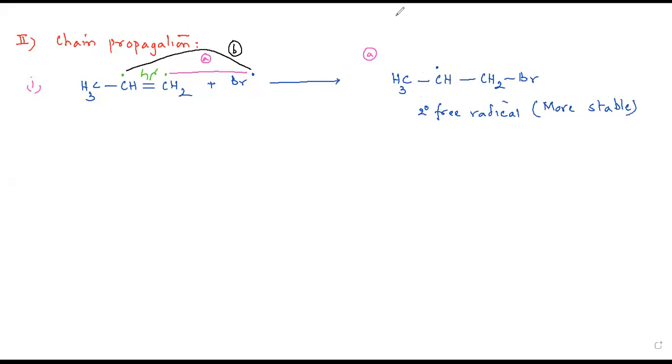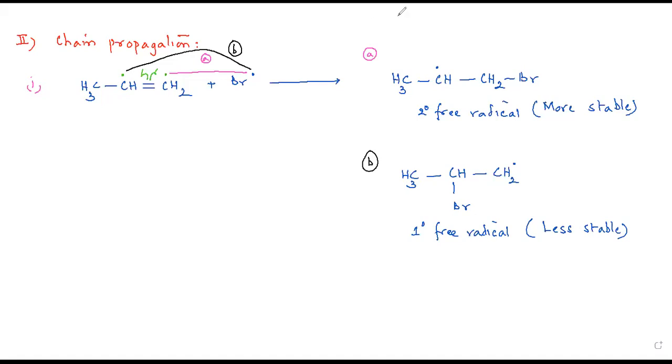Let us see the second case. B. CH3. Now the middle carbon forms a bond with bromine free radical. Now this is a primary free radical, right? A 1 degree free radical is less stable when compared to 2 degree, right?